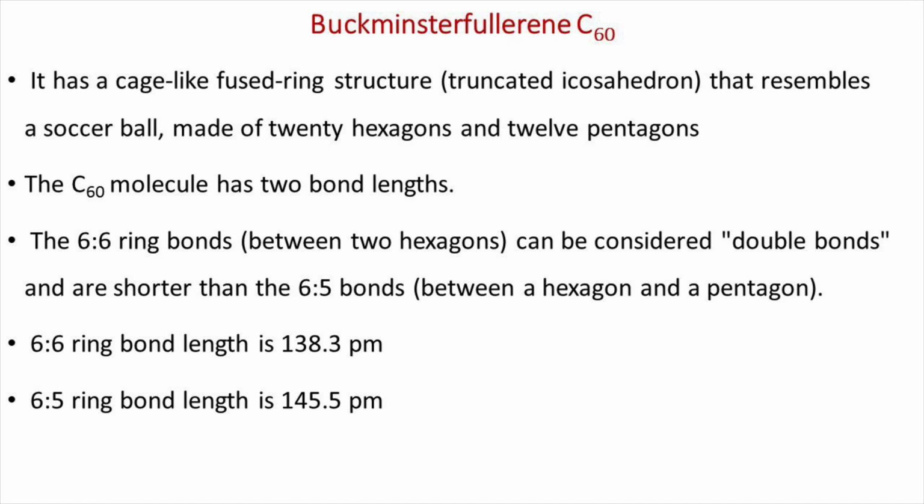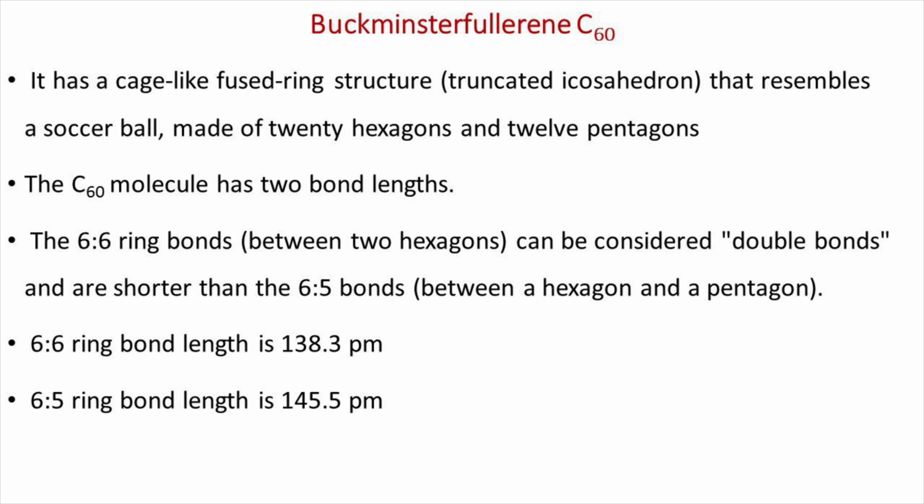One of the important fullerenes is Buckminster fullerene or C60. It has a cage-like fused ring structure or truncated icosahedron that resembles a soccer ball made of 20 hexagons and 12 pentagons. The C60 molecule has two bond lengths.